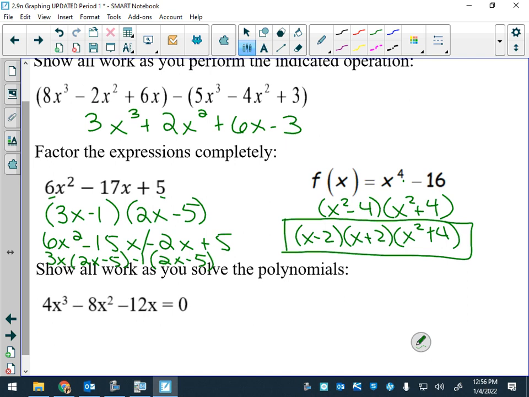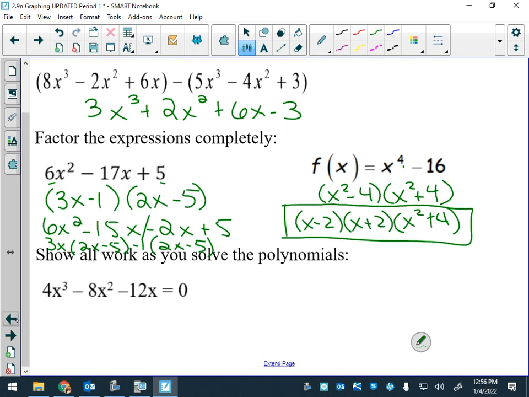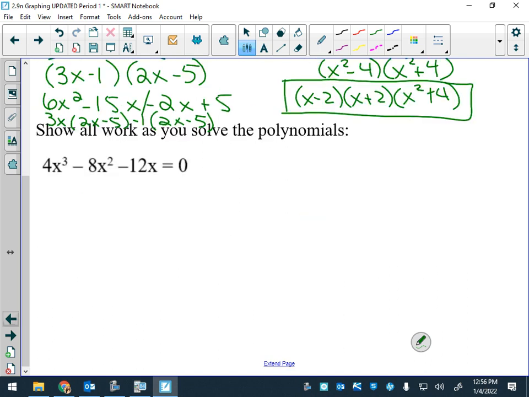How many of you got all three of those correct so far? All right. Then for this fourth one, what are my solutions? Liam? What did you do first? First, I factored out the greatest common factor of 4x. X squared minus 2x minus 3. So I separate 4x, which makes it equal to 0.